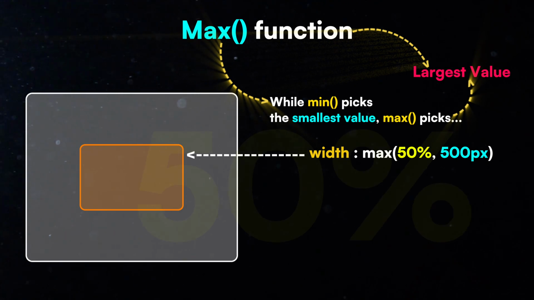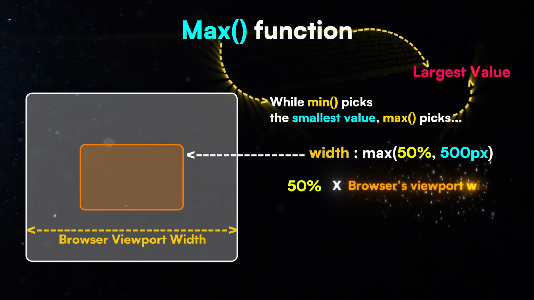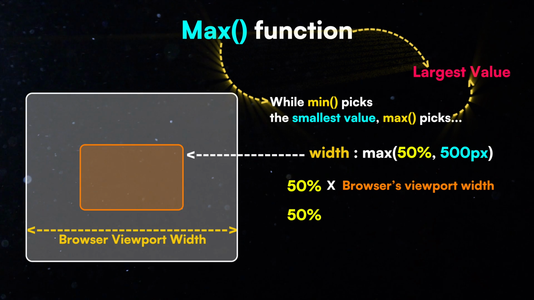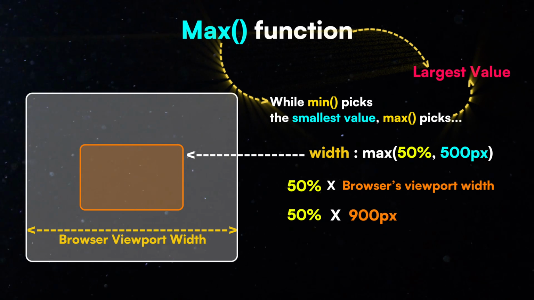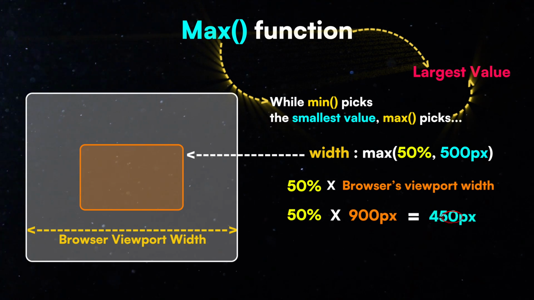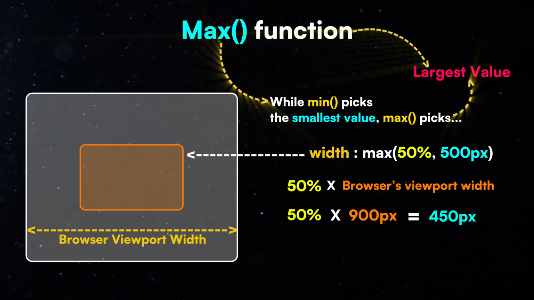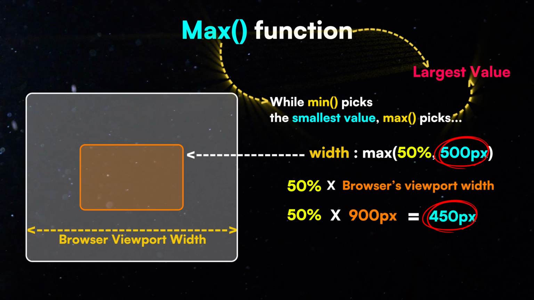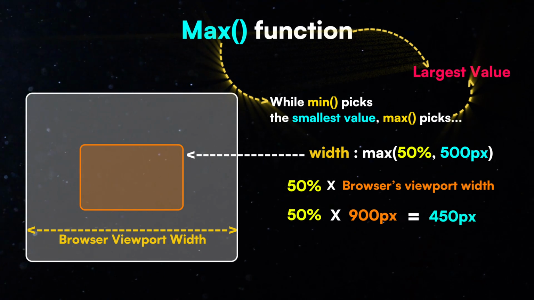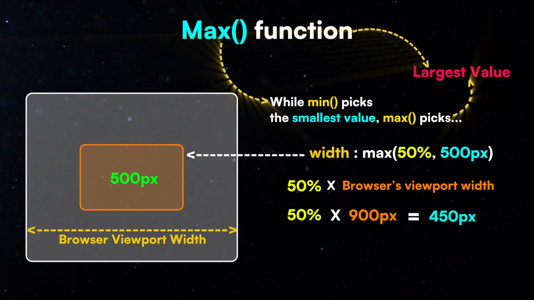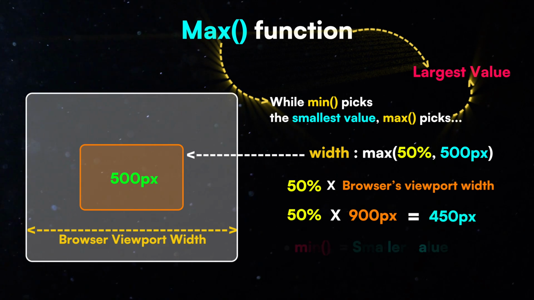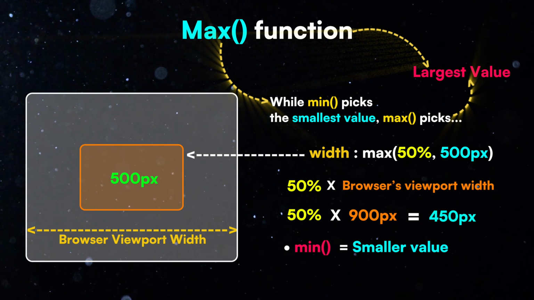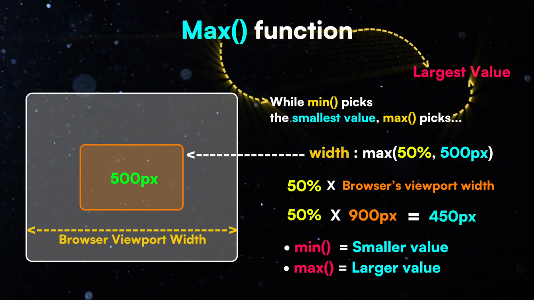Let's break it down. 50% means half of the browser's width. If the viewport is 900 pixels wide, then 50% equals 450 pixels. Now, the browser compares 450 pixels and 500 pixels and chooses the larger value, so the element's width will be 500 pixels. In short, min gives you the smaller value, max gives you the larger value.